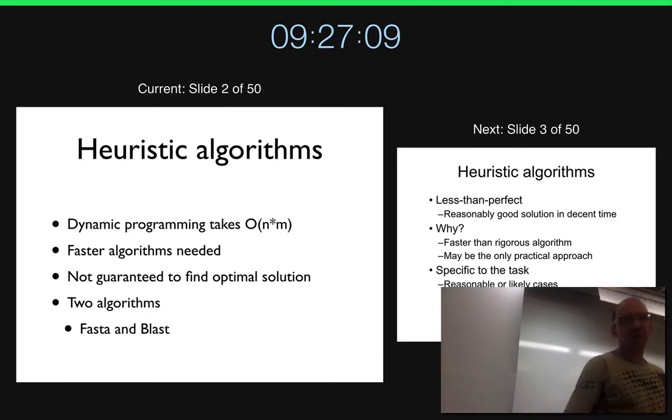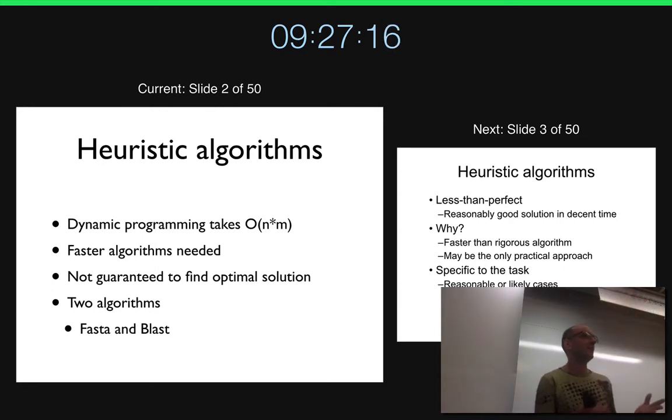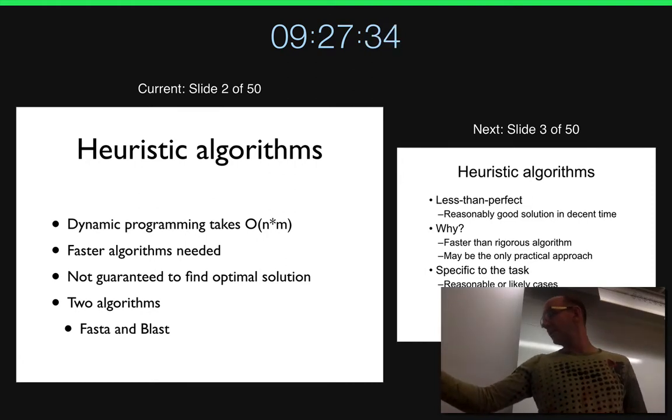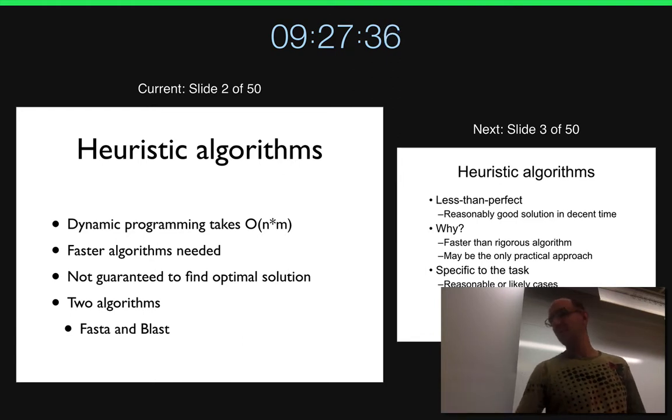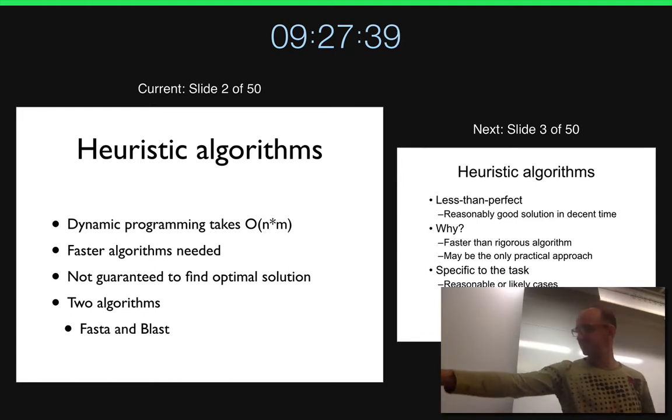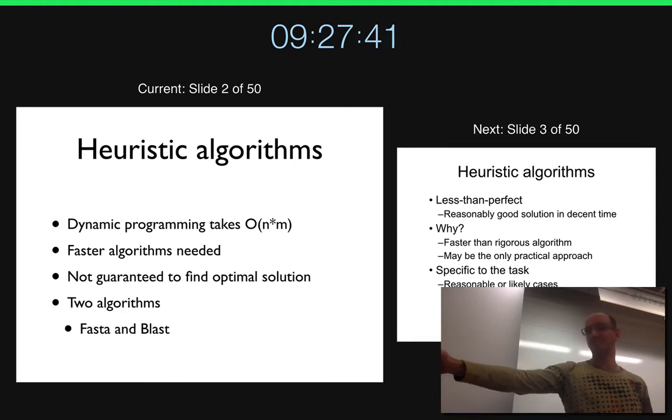So you need a faster algorithm. And the idea then is to use an algorithm that is not guaranteed to find the optimal solution. Basically what it does is filter away the parts of alignments that are not good, and identify the parts that are possibly good solutions, that have good scores. Basically, that means defining the diagonal elements in the matrix. So if you have a quick way of finding the diagonal elements, then you can ignore the rest.